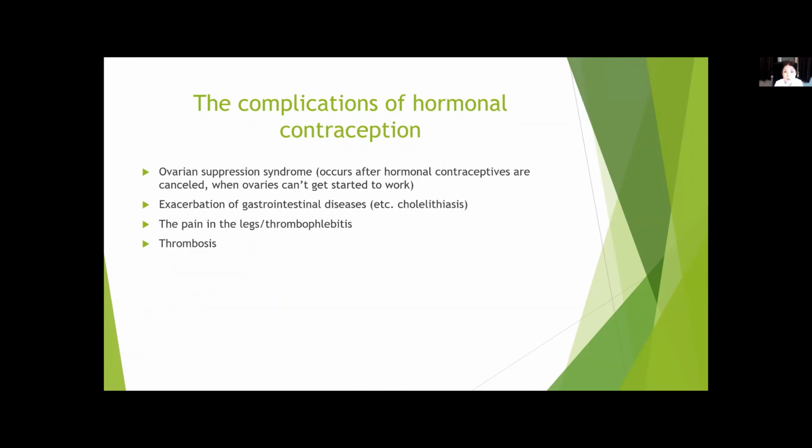Complications of hormonal contraception include ovarian suppression syndrome. It occurs after hormonal contraceptives are cancelled, when the ovaries can't get started to work, can't awake. Also exacerbation of gastrointestinal disease, for example cholelithiasis, pain in the legs or thrombophlebitis, and thrombosis.